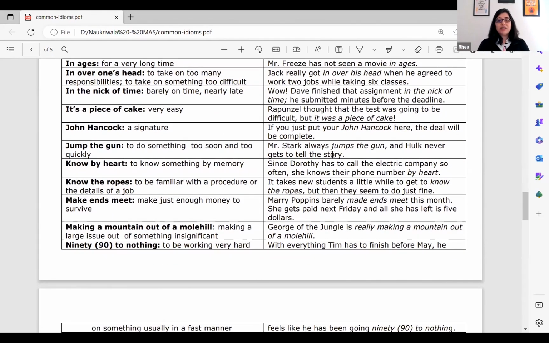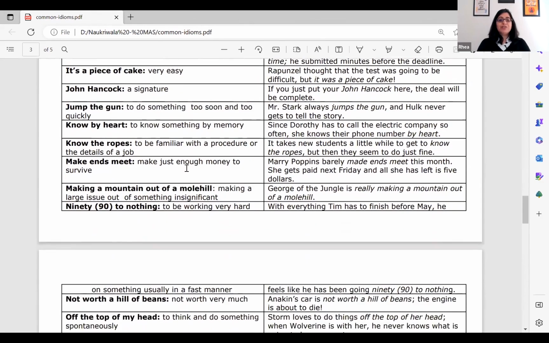John Hancock is a signature. If you just put your John Hancock here, which means your signature, the deal will be complete. Not very often used in India. Jump the gun. Jump the gun means to do something very fast. Okay. So Mr. Stark always jumps the gun and Hulk never gets to tell the story. He always comes to the conclusion. He always wants to finish things really fast.